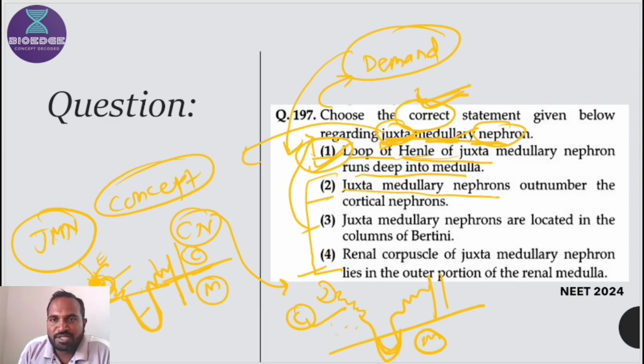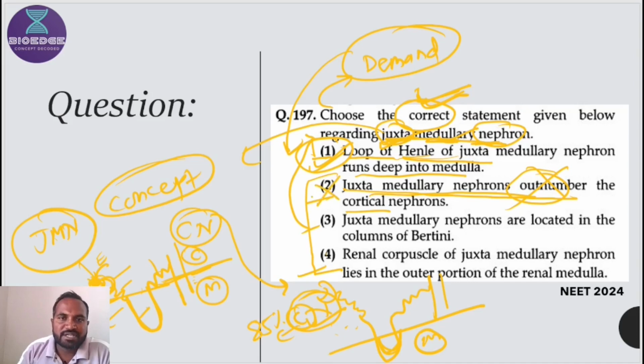Juxtamedullary nephrons outnumber the cortical nephrons. Juxtamedullary nephrons present in our kidney are only 15%, and cortical nephrons make up 85% of the nephrons. That's why juxtamedullary nephrons do not outnumber cortical nephrons. The word outnumber is wrong, since they are fewer than the cortical nephrons. That's why this statement is wrong.